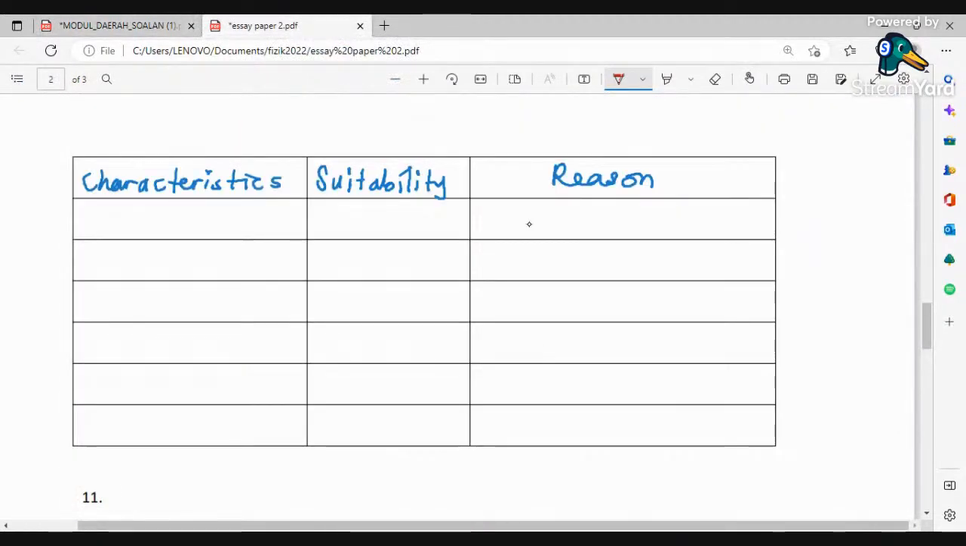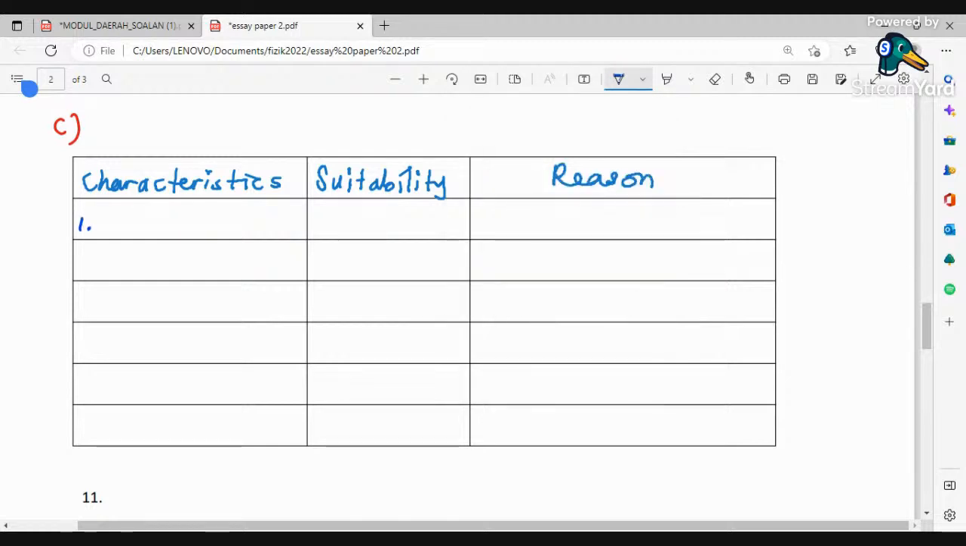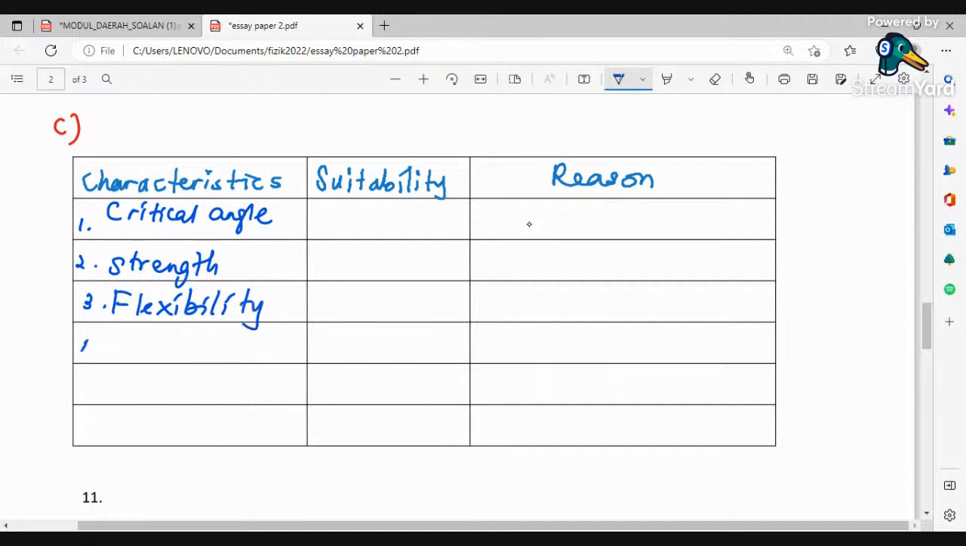This is for number 10, part C. Characteristic. The first one, critical angle. Strength, number 2 is strength. Number 3 is flexibility. Number 4 is diameter of fiber.